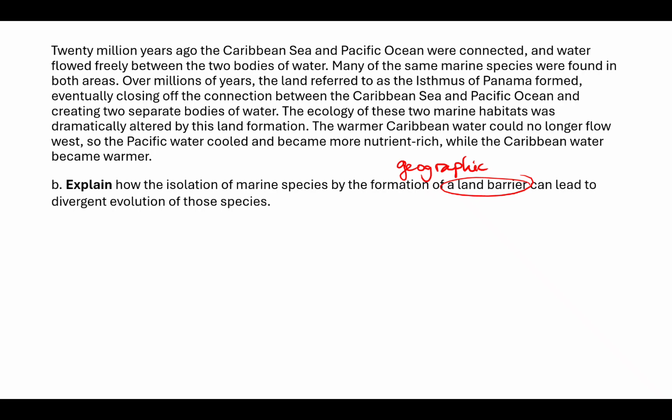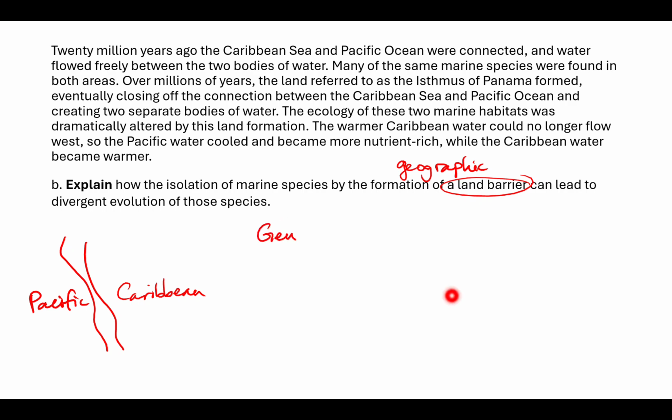And geographic isolation can lead to divergent evolution because when the two populations are physically separated from each other, because keep in mind, there was an isthmus that formed. So this would be the Pacific, and this would be the Caribbean. And if you're living in the ocean, even if there are rivers in this landmass that's fresh water, the saltwater marine species could not cross over in order to interbreed. So with a physical barrier like this, you are blocking gene flow.